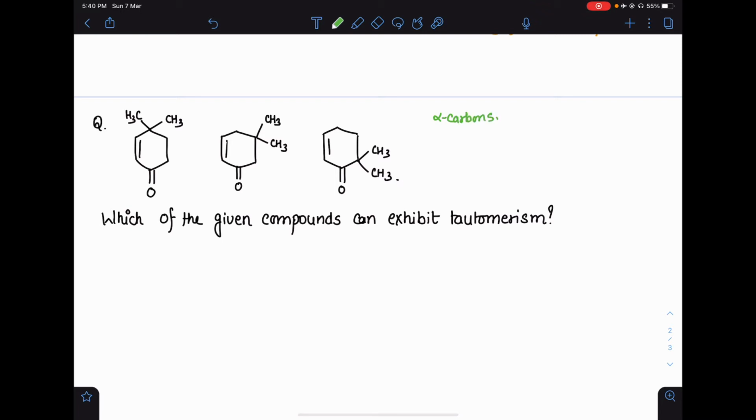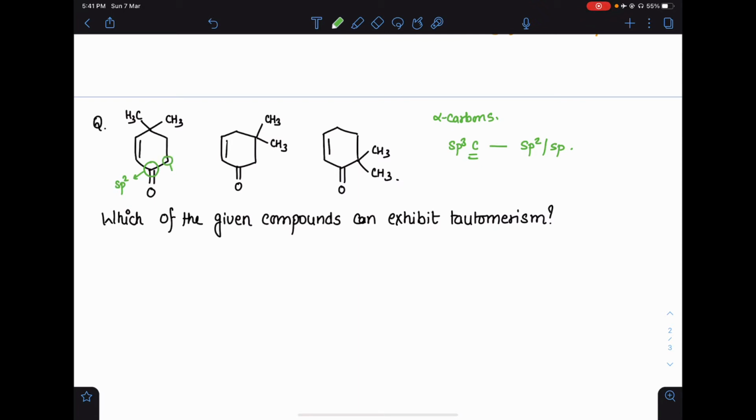So basically, an sp3 hybridized carbon atom directly attached to either an sp2 or sp hybridized carbon is called an alpha carbon, and hydrogens attached to it are called alpha hydrogens. So for example, here in this carbonyl, this carbon is sp2 hybridized. Everyone knows that.